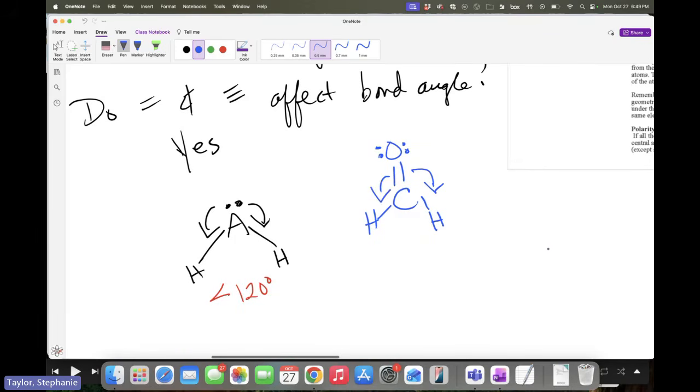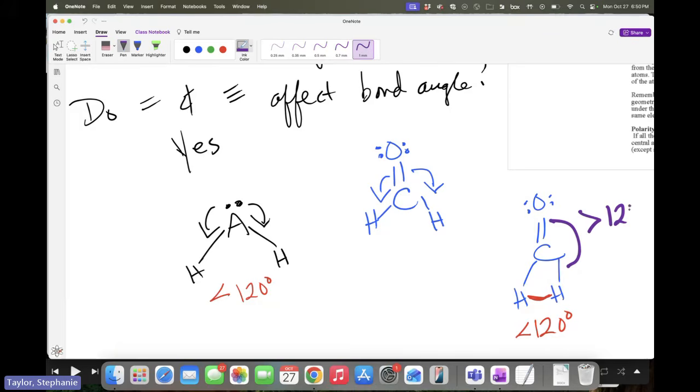The difference here, though, is when these guys get closer together, this bond angle in here is still less than 120 degrees, but there was another bond angle that still exists, which is this one. And that one is actually greater than 120. So whenever you're dealing with double bonds and triple bonds, you have to be careful about your bond angles, because you can absolutely have a bond angle that's greater than 120 because you still have the bond.